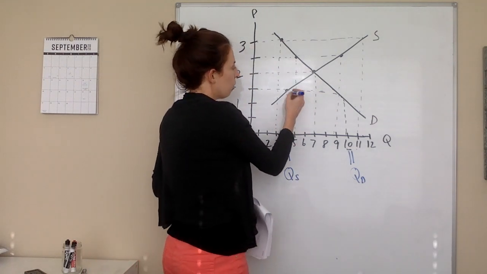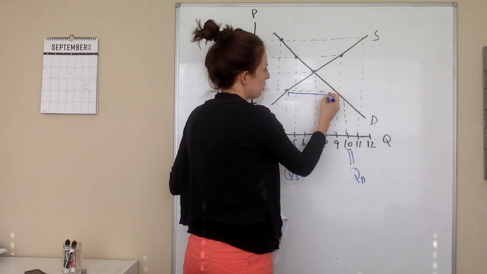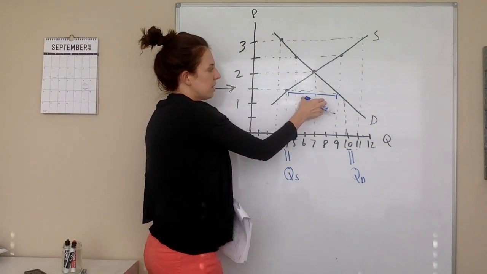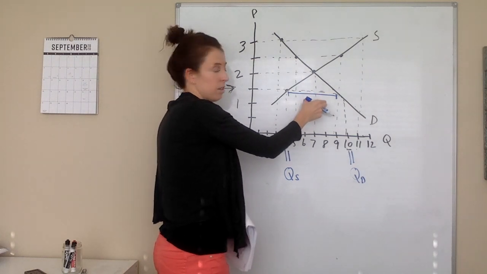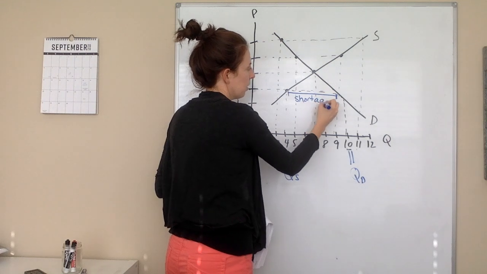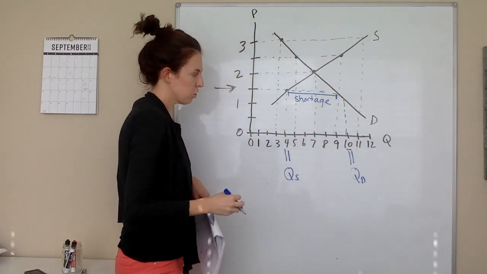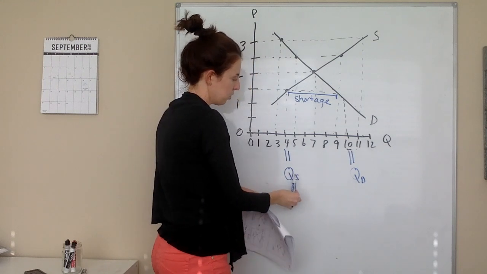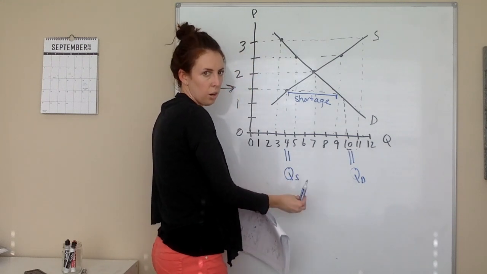Now the horizontal distance between the supply and the demand indicates the number of units that we're short in the market. This is going to be the extent of the shortage. Specifically here, we have a shortage of 6 units, because 10 people want an ice cream cone, there's only 4 being offered, so we're short 6 units.